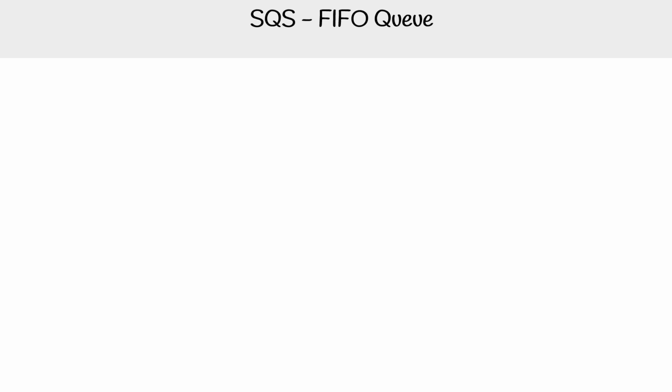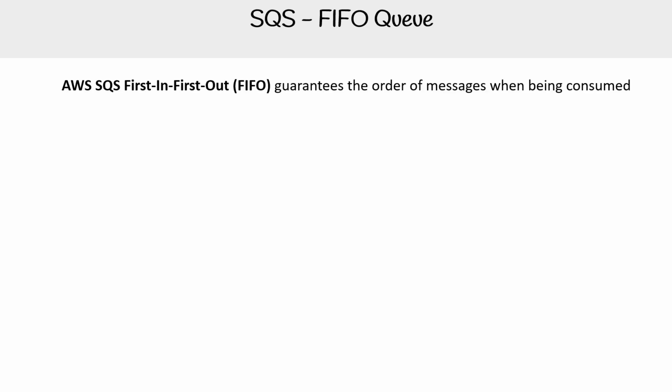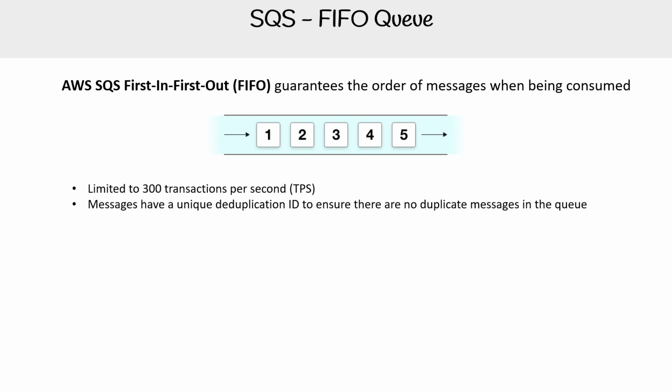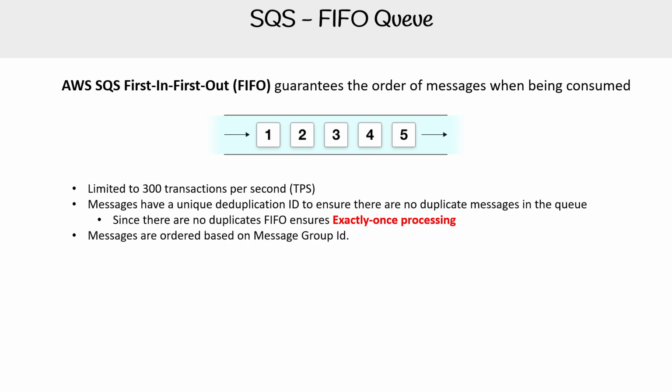The other type of queue that we can create is the first in, first out queue, also known as FIFO. This guarantees the order of messages when being consumed. It's limited to 300 transactions per second. Messages have a unique deduplication ID to ensure there are no duplicate messages in the queue. Since there are no duplicates, FIFO ensures exactly-once processing.